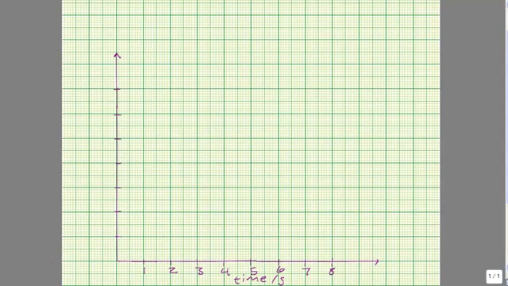Along our y-axis, we're using a scale of 2 centimeters to 2 units. So the first 2 centimeter mark is 2 meters, then 4 meters, 6 meters, 8, 10, 12, and 14 meters. Along our y-axis, we have distance traveled.